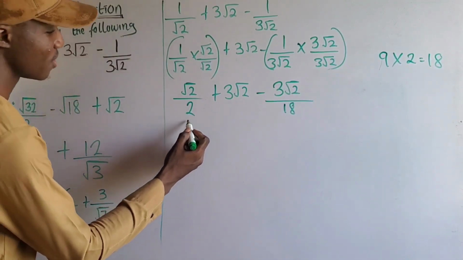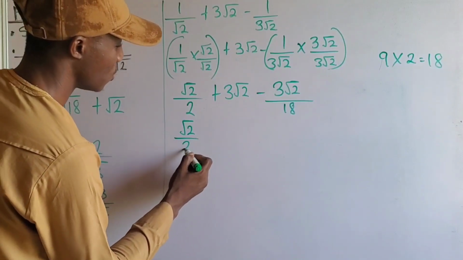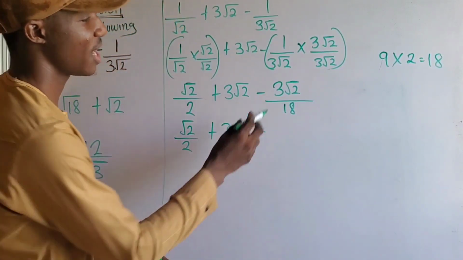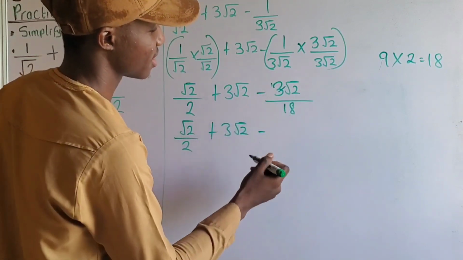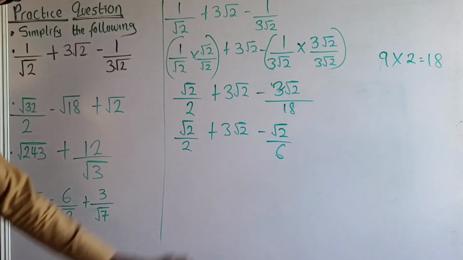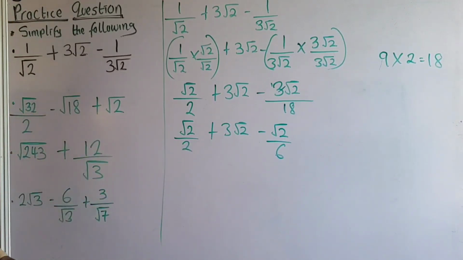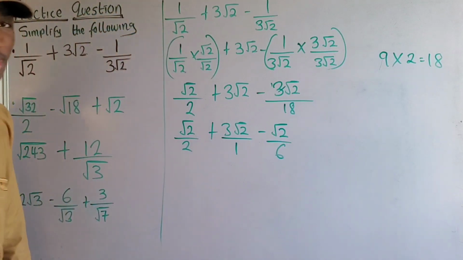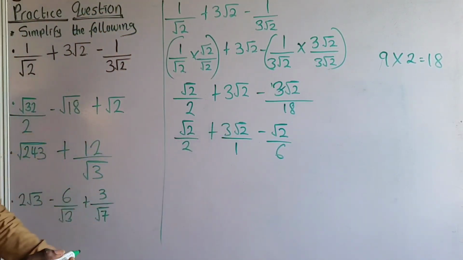So for this, I'm going to have root 2 all over 2 plus 3 root 2 minus, now let us divide. 3 here 1, 3 in 18, that is 6, root 2 all over 6. Okay, now having gotten to this point, we can now take the LCM of this fraction. Let us say this over 1. Are you getting it? 3 root 2 over 1 is only the same thing as 3 root 2.